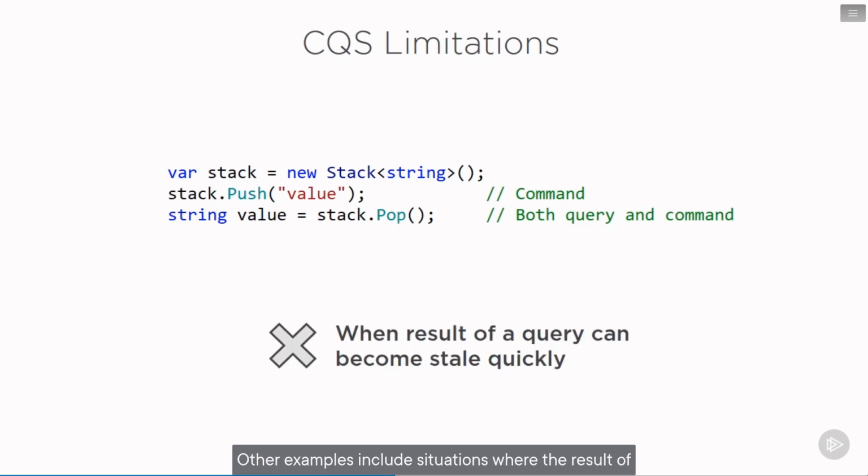Other examples include situations where the result of a query can become stale quickly, and so you have to join the query with the command. In this case, you both perform the operation and return the result of it.